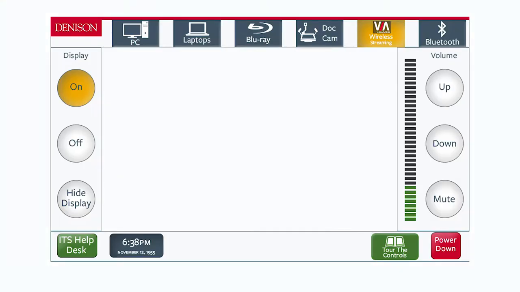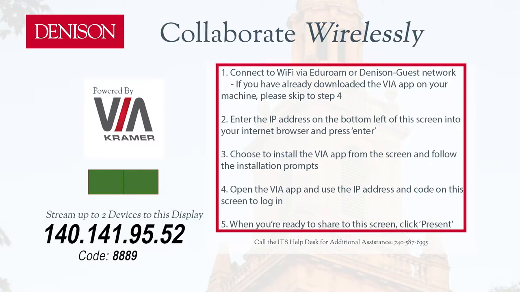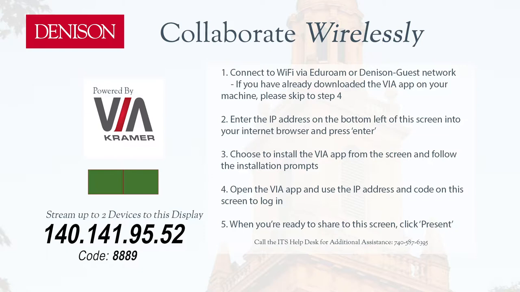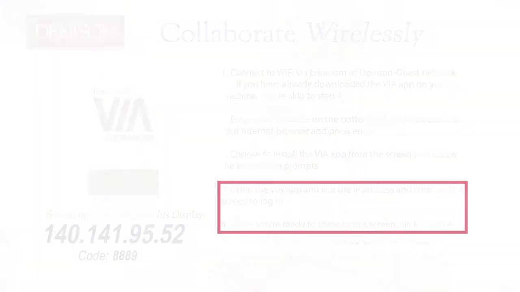After your device is powered on, select the VIA source button on the Extron Touch control panel. A splash screen will appear and provide you with 5 steps to get connected. After you have logged into VIA the first time, you will only have to repeat steps 4 and 5 for each VIA Enhanced Classroom you utilize.